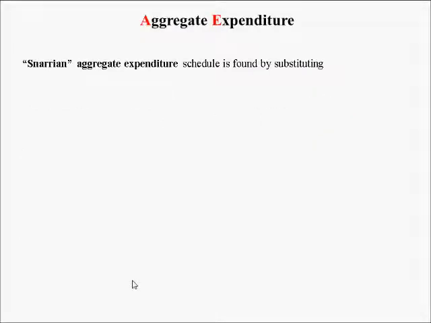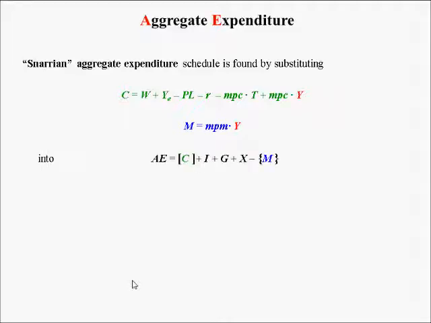Now, the aggregate expenditure schedule is found by substituting this consumption function. Notice I got rid of the brackets. I did that for a reason. And the import function. And notice the y's are in red. Everything else in the consumption function is green. Everything else in the import function is blue. So I'm going to plug the stuff on the right-hand side of the consumption function into the square brackets. I'm going to plug this stuff into here.